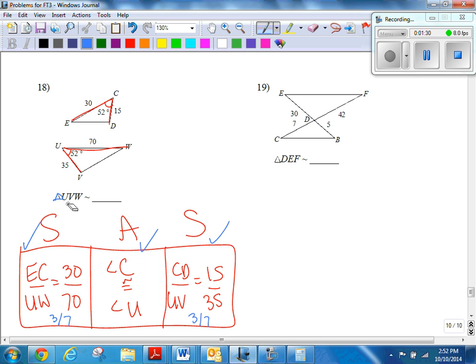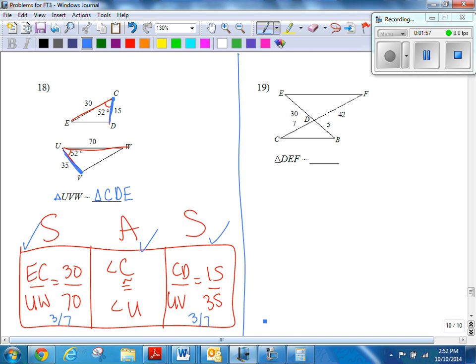So we've got triangle UVW is similar to triangle. Well, what matches up with U? We said that C matches up with U. So C needs to come first. And we went from U to V. We went along the shorter side. So if I'm starting at C, I need to also go along the shorter side. So C to D. And lastly, that leaves E. Okay? So that's how you do it if the triangles are not attached.